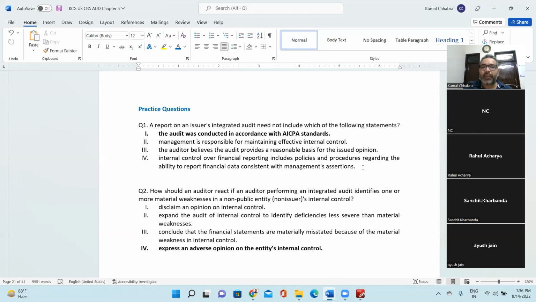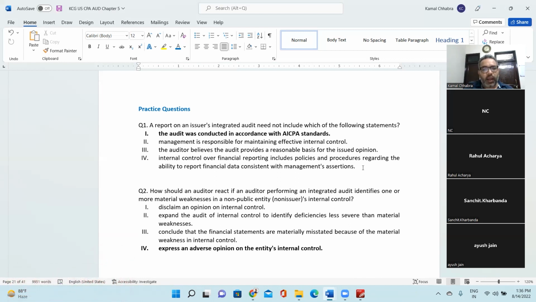Management is responsible for maintaining effective internal control. Is management responsible for maintaining effective internal control? Yes or no? Yes, sir. Come on, guys. We are about to finish. Wake up. So the second statement is right.